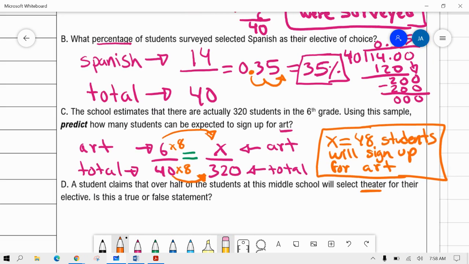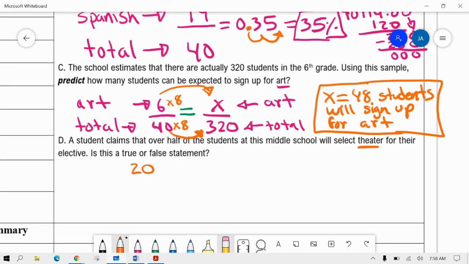There's 20 students from the sample, 20 out of the 40. Remember, 40 is the total number of students in the sample, and 20 is the number of students that took theater. So we want to know if that's over half of the students in this middle school, based on this sample. So again, we have to figure out whether this is over half, and half would be about 50%. So we want to know if 20 out of 40 is in fact over 50% on the sample.